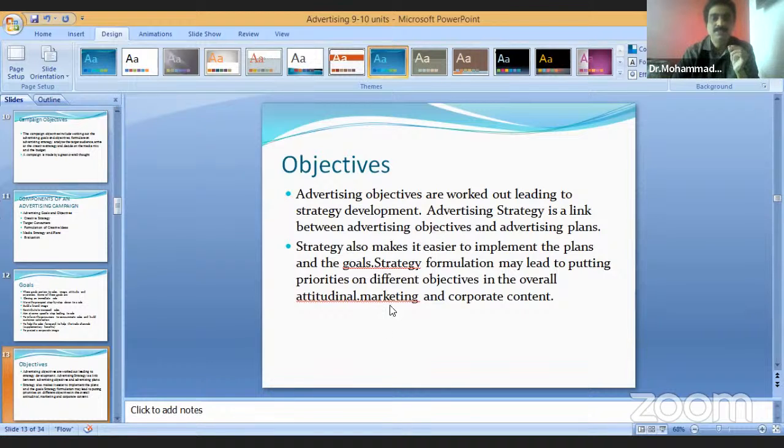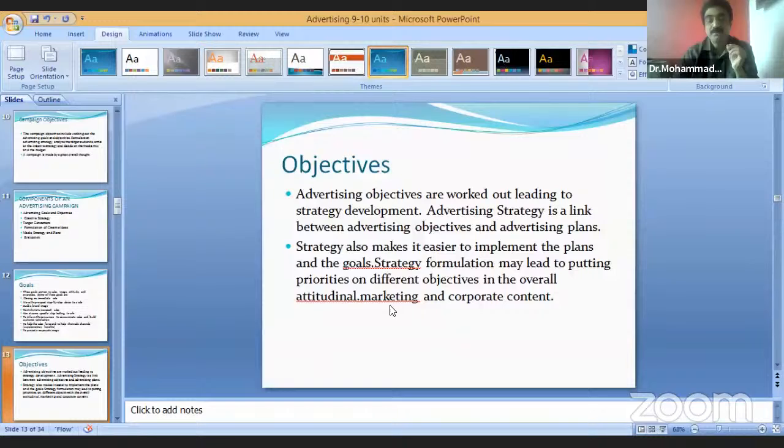So what are the objectives? Advertising objectives are worked out leading to strategy development. Advertising strategy is a link between the advertising objectives and advertising plans. It provides the scope as well as the link between them. Strategy also makes it easier to implement the plans and the goals. Strategy formulation may lead to putting priorities on different objectives, on overall attitudinal, marketing, and corporate content objectives.